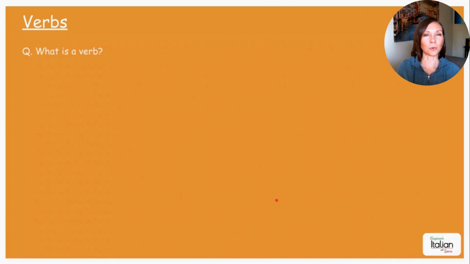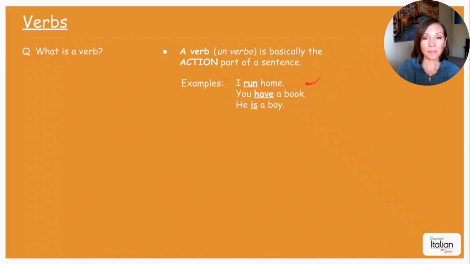So verbs. What is a verb? A verb, or un verbo, is basically the action part of a sentence. For example, I run home. The verb would be run. You have a book. The verb would be have. And he is a boy. The verb would be is.